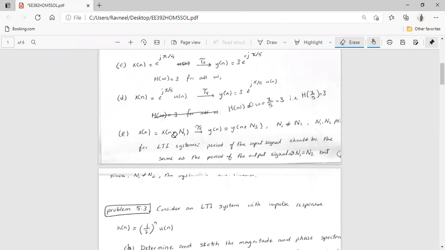x of n is equal to x of n plus n1. That gives you y of n is equal to y of n plus n square, n2, right? In this particular case, n1 is not equal to n2.